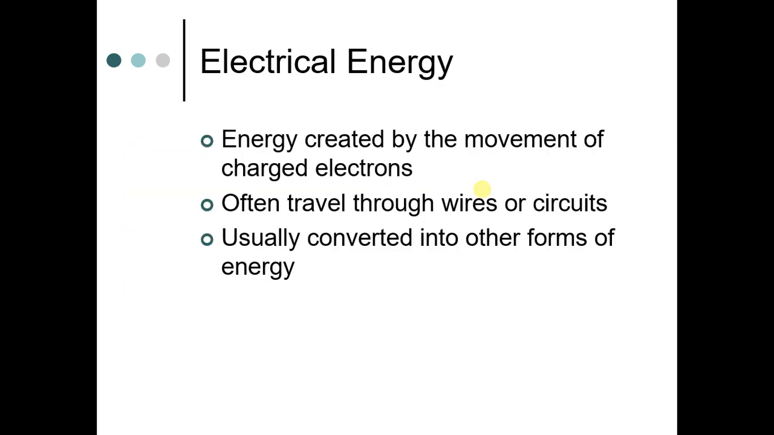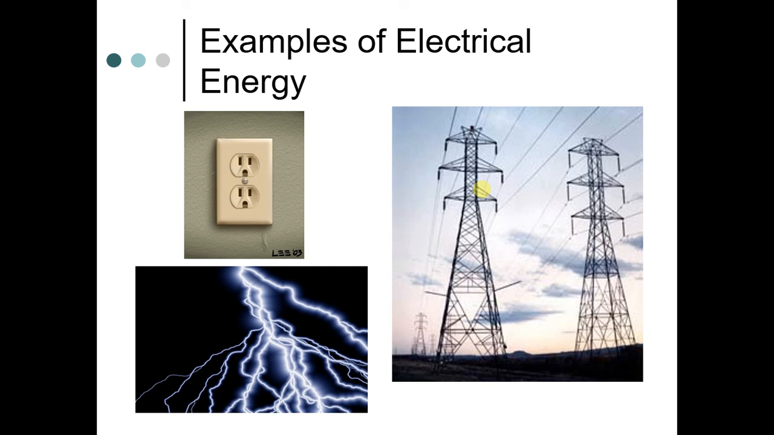Then there's electrical energy, energy created by the movement of charged electrons. It often travels through wires or circuits, and it's usually used best when it's converted to other forms of energy. But electrical energy itself can be represented by like this outlet or a lightning bolt or these power lines.